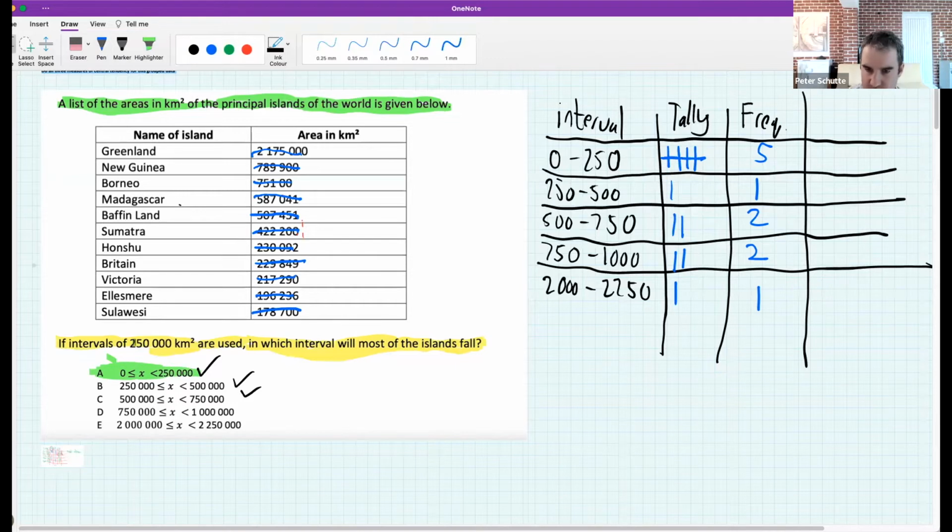Okay, awesome. So the fancy term would be, we would call this the modal interval. We'd call it the modal interval because it's the interval that occurs the most times. So that's a bit like the mode when we're dealing with lists of data.